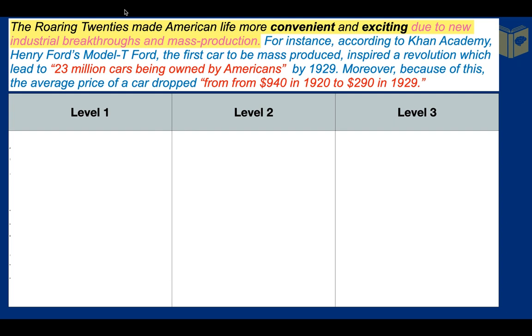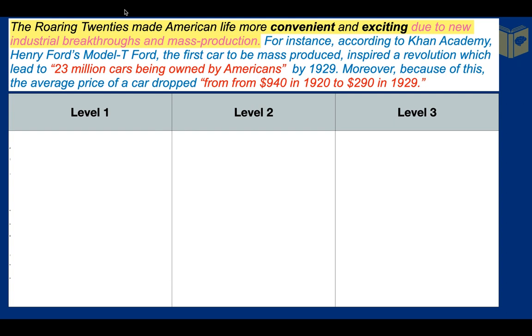So here is a claim and some evidence that I have. The Roaring Twenties made American life more convenient and exciting due to new industrial breakthroughs and mass production. For instance, according to Khan Academy, Henry Ford's Model T Ford, the first car to be mass-produced, inspired a revolution, which led to 23 million cars being owned by Americans by 1929. Moreover, because of this, the average price of a car dropped from $940 in 1920 to $290 in 1929.